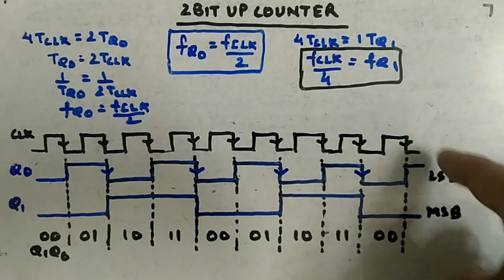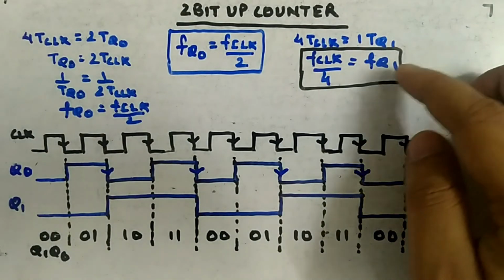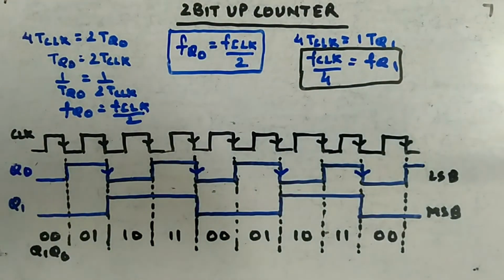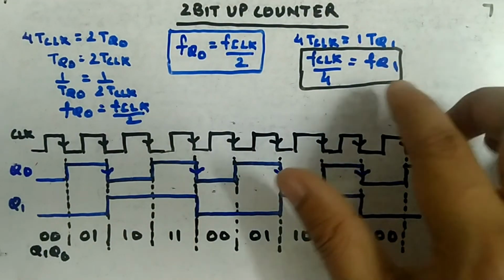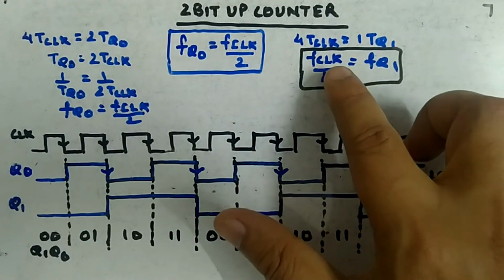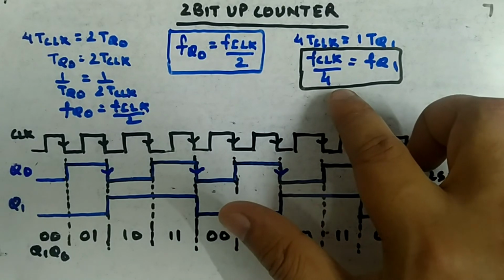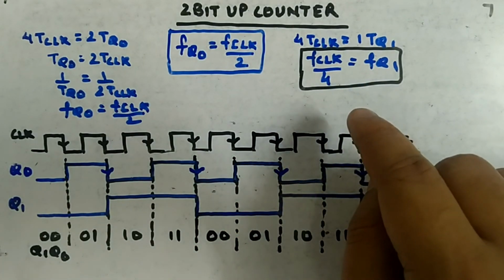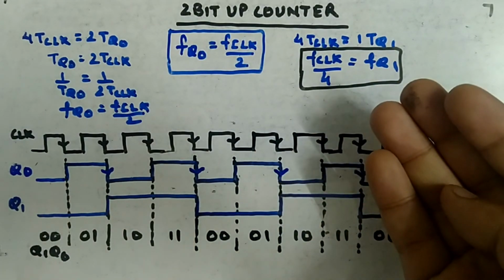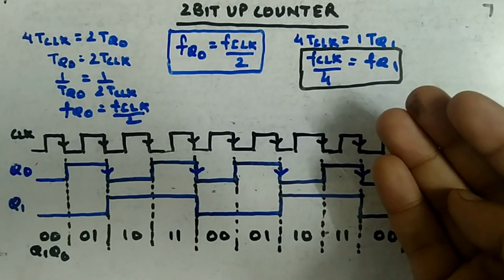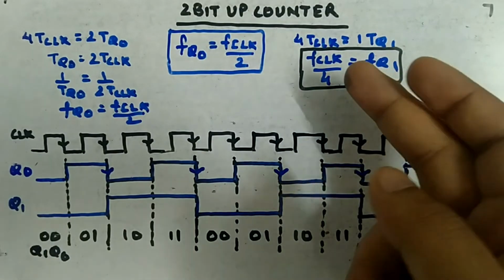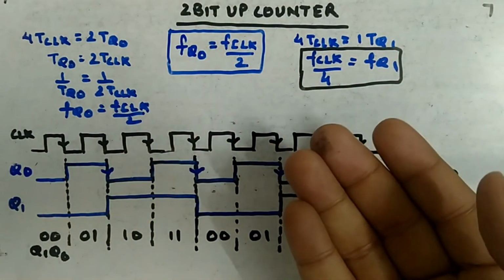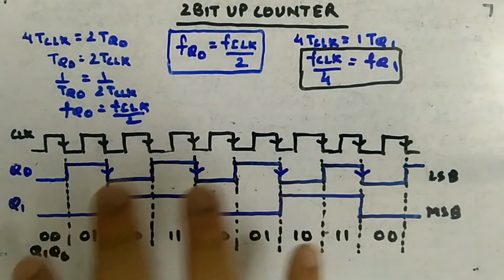Similarly, if you compare this and this, you will have a 4T clock. 4T clock will have only one cycle of TQ1. So that will give you FQ1 is equal to F clock divided by 4. This simply means whatever clock frequency you provide, at the output of the Q1 flip-flop you will have a wave whose frequency will be F clock divided by 4. This is very, very important. You should be able to visualize it. That's what I am trying to show you.